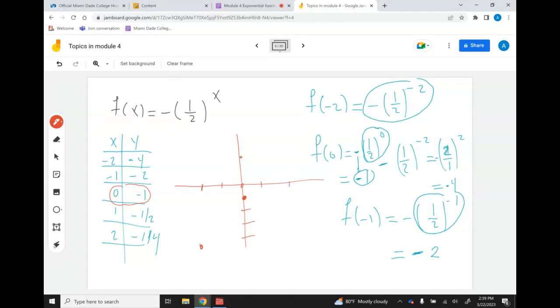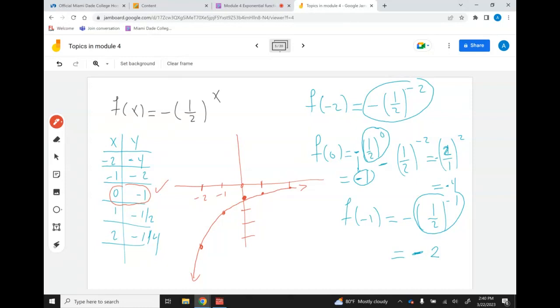When it's -1, I end up with -2. When it's 0, I end up with -1, which is this one. When it's 1, I end up with -1/2. When it's 2, I end up with -1/4. And so there's your graph, you see? And there you have it. This is going to take practice, but it's doable. This is not something that is out of reach.